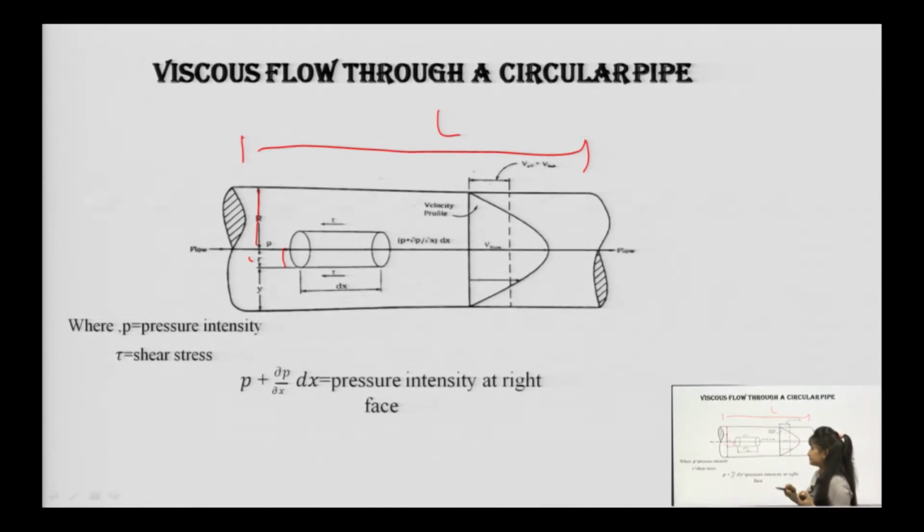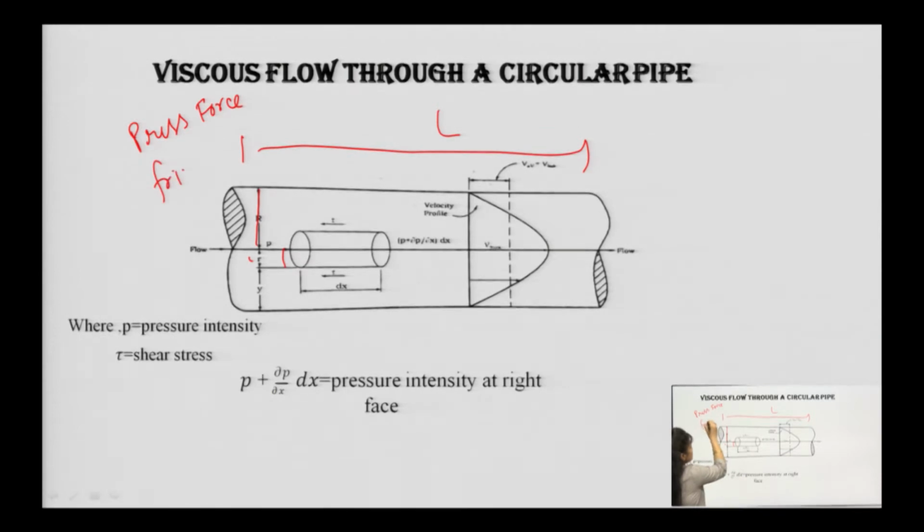whereas the length of this circular pipe is capital L. Now we need to understand what forces we are going to equate, or we are going to take it in the equilibrium condition where the summation of all the forces will be 0. And therein you can see the major forces which are acting on this are nothing but the pressure force and the frictional force due to shear.